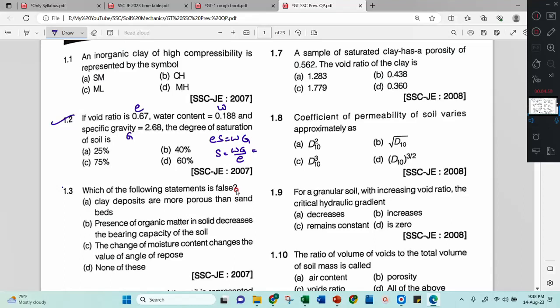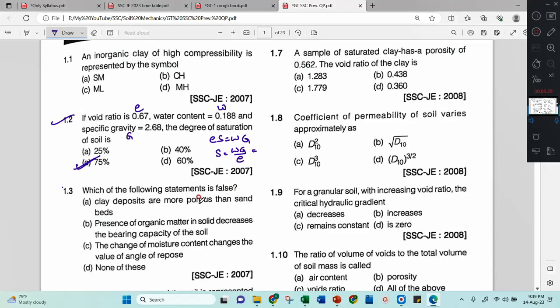Answer: 0.188 into 2.68 divided by 0.67. 47% it is coming? No, almost 75%. Right, that is the correct answer.